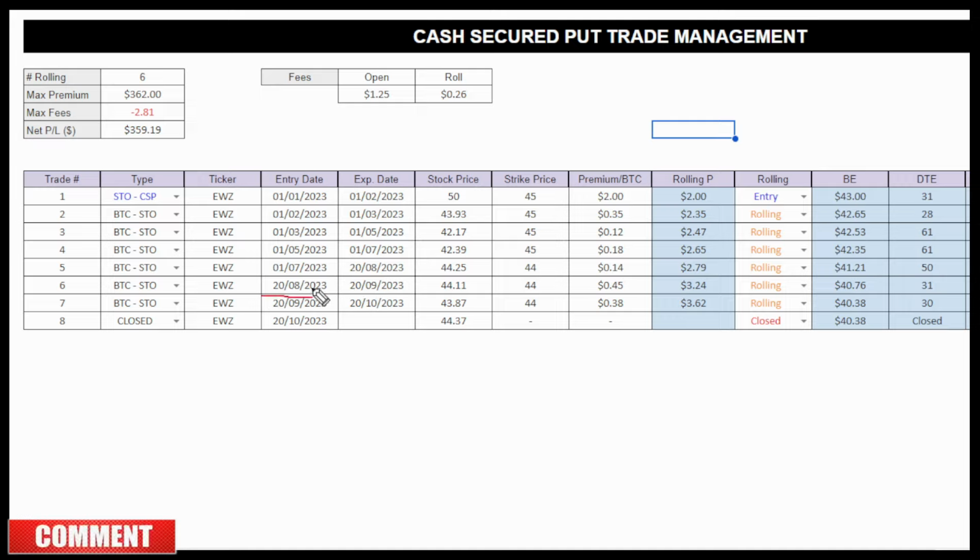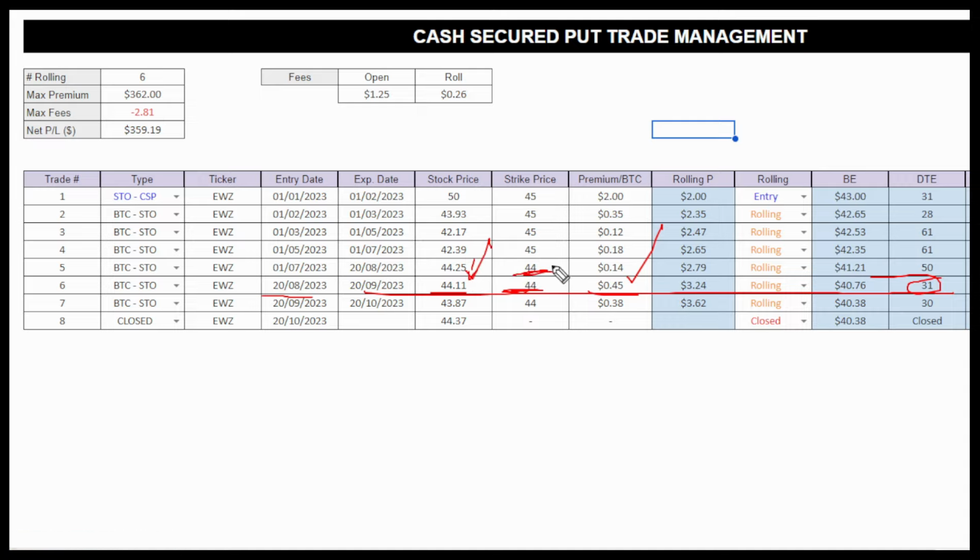And on 20th of August, of course, the stock price was trading at 44.11. It dropped a little bit. We kept the same strike price. We rolled the trade for just 30 days. In this case here, we collected 45 cents. Why? Because the stock price is at 44, and our strike price is at 44.